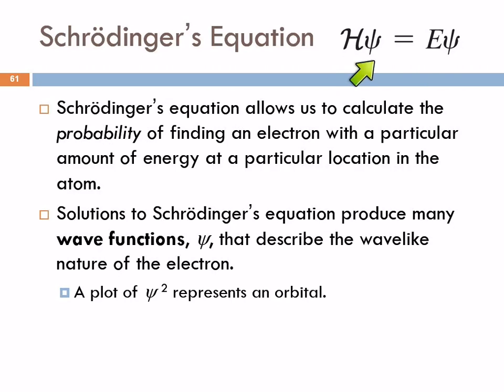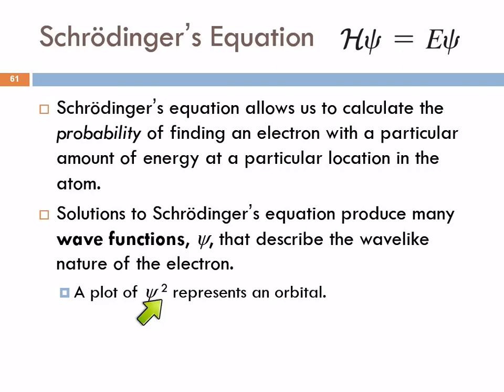So this is Schrodinger's equation. And Schrodinger's equation has to do with wave functions. Okay, this allows us to calculate the probability of finding an electron that has a particular energy at a particular location in the atom. We can't pinpoint its position, but we can make a probability map. So when we solve this equation, we get wave functions. And the wave functions have the symbol psi, and they're used to describe the wave-like nature of the electron.